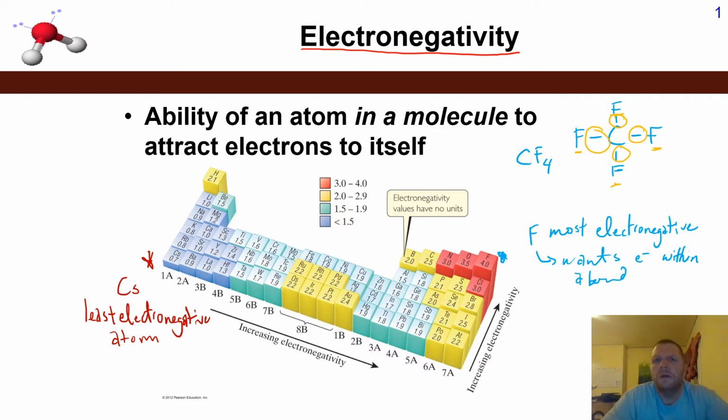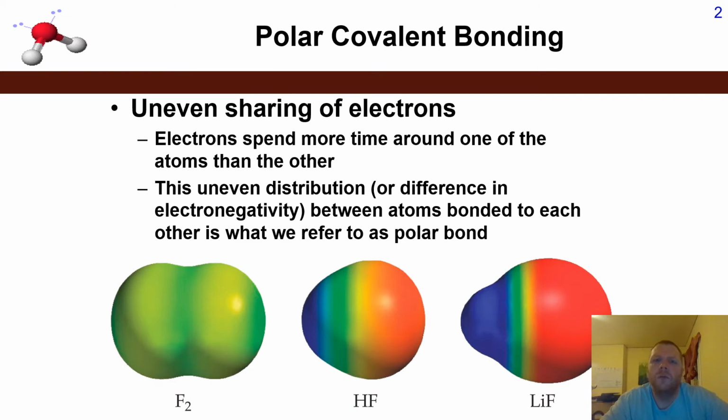Okay. Now, we'll get into calculating this in just a little bit, but think about it in terms of even whenever you have sharing of electrons between two elements, it's not perfectly even. So that gives us the classification for a covalent bond as being a polar covalent bond. A polar covalent bond is the uneven sharing of electrons. Electrons spend more time around one of the atoms than the other.